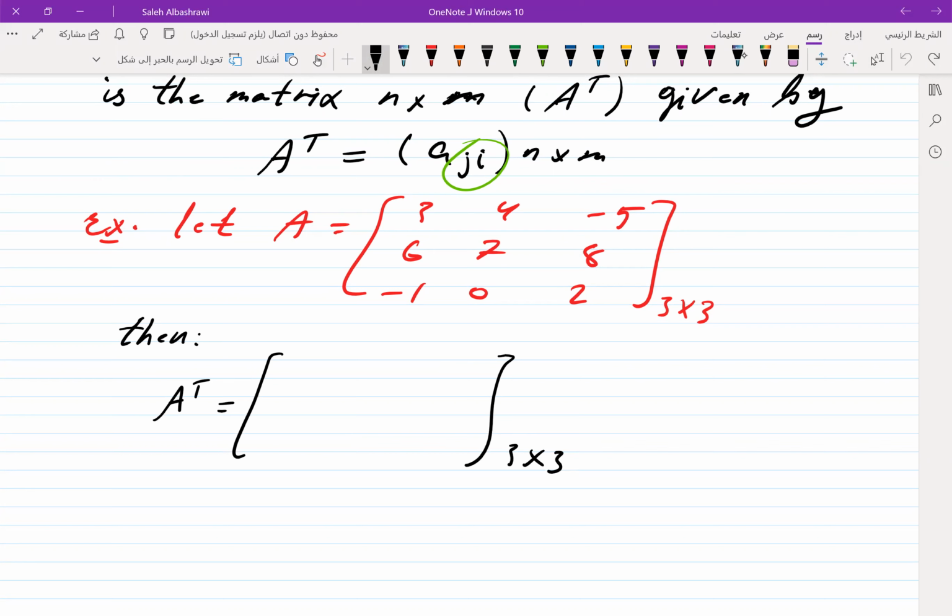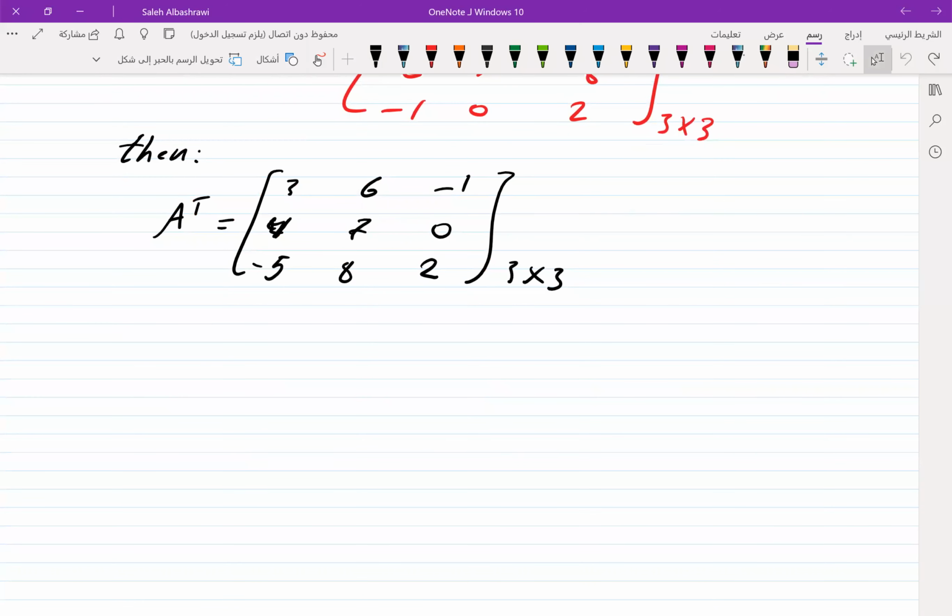But the transpose means we are converting the rows to columns. It will be 3, 4, minus 5. Second one, 6, 7, 8. The row is becoming column. Minus 1, 0, 2. So this is the transpose of the given matrix A. Changing the rows into columns.